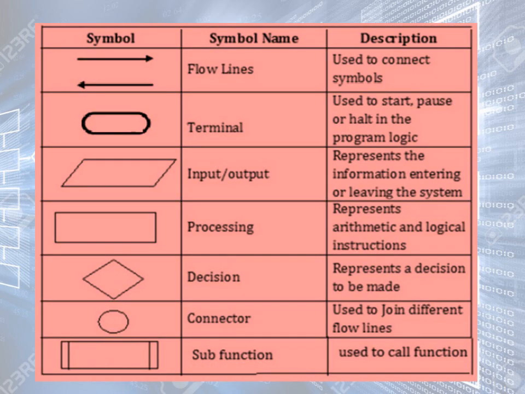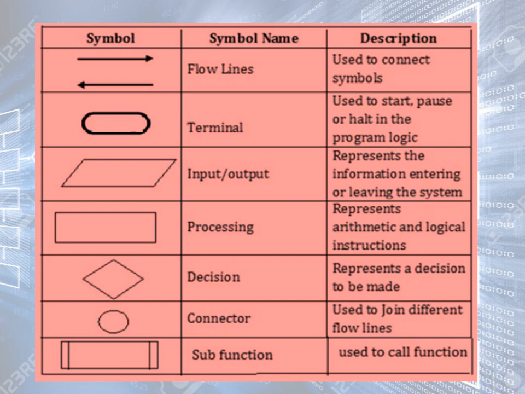There are a number of symbols present in a flow chart. But the basic symbols that we are going to use while drawing the flow chart are shown in this table. The first column is about the symbol, the second column is about the symbol name, and the third one is the description, the use of that symbol. The first one is called flow lines, the lines with the arrow. As the name suggests, flow lines are used to connect the symbols. Whatever different symbols are present are connected by these flow lines.